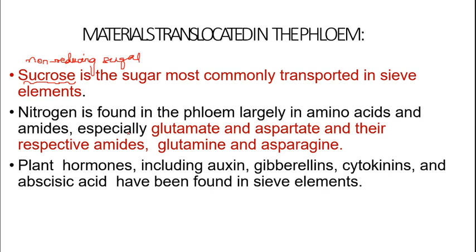Another important compound which is translocated in the phloem is nitrogen, especially in its amino acid and amide form. The amino acid forms are glutamate and aspartate, and the amide forms are glutamine and asparagine. In this way, they are transported in the phloem tube. Plant hormones are also transported in the phloem tube.